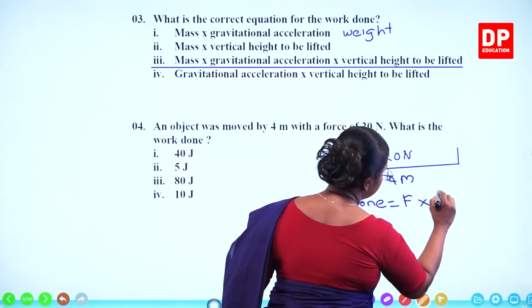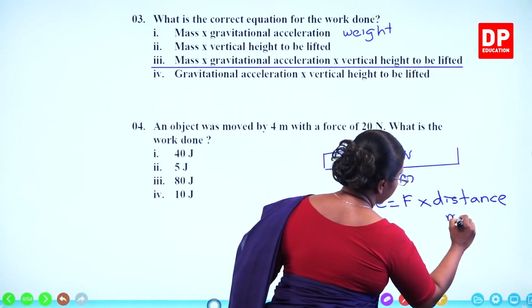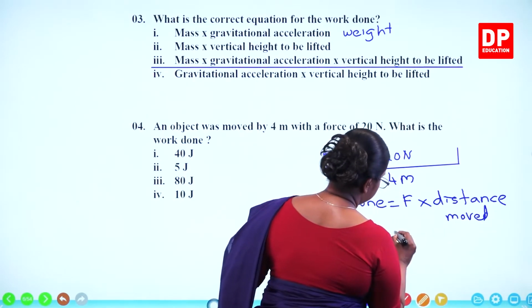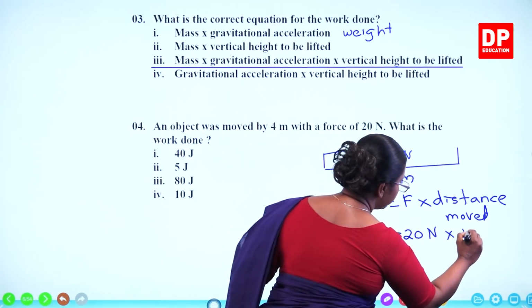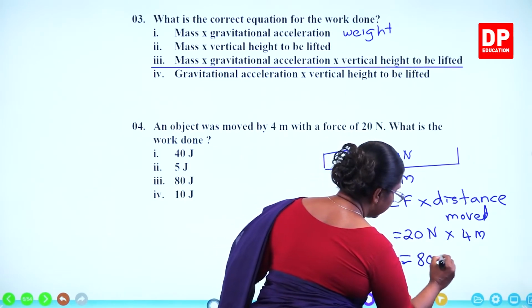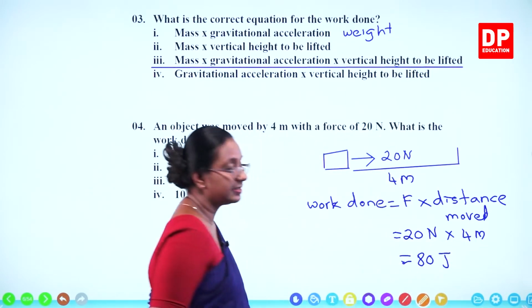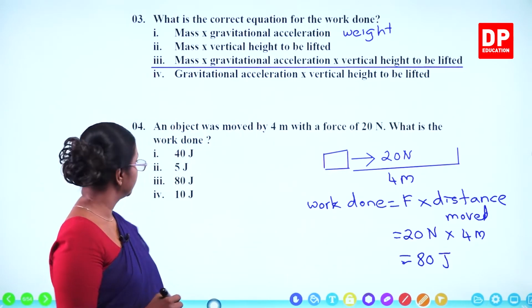Force into distance moved. So that is going to be 20 Newton into 4 meters. 20 into 4, 80 joules. Newton meters is equal to joules. So the answer should be 80 joules.